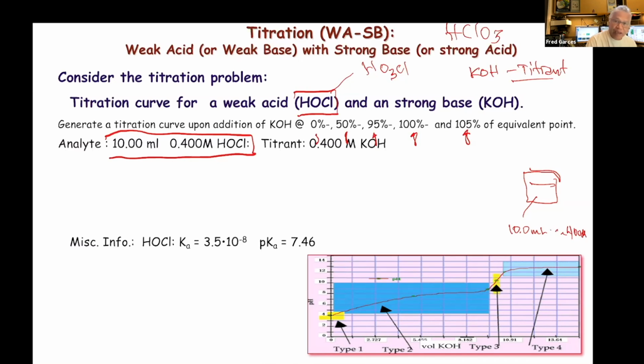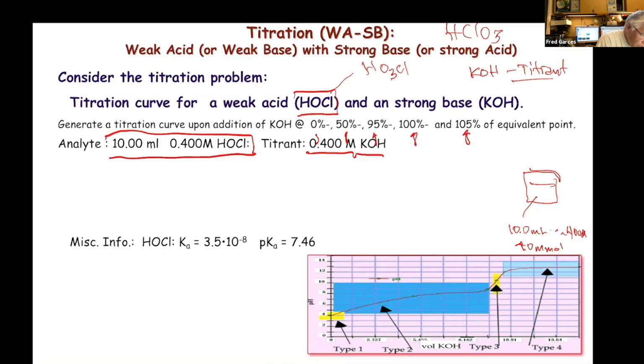Guess what? 10 times 0.4, that's just 4 millimoles. Okay? And we have a titrant, KOH. It also has the same concentration, 0.4. This is a super easy problem, because at the equivalence point, I would need 10 milliliters, because at 10 milliliters of 0.4, I would also have 4 millimoles of KOH.